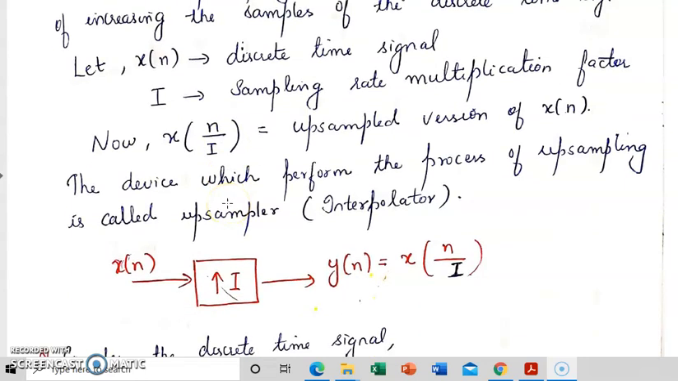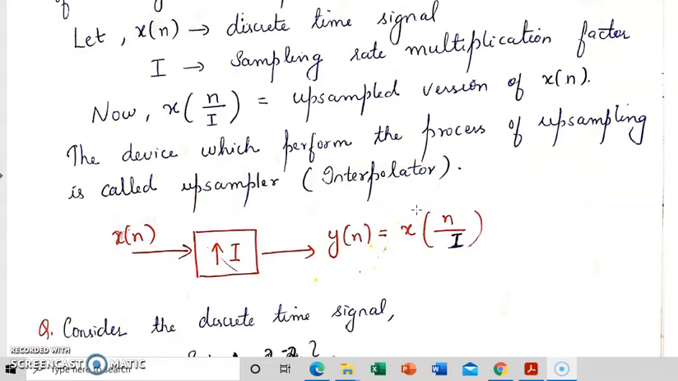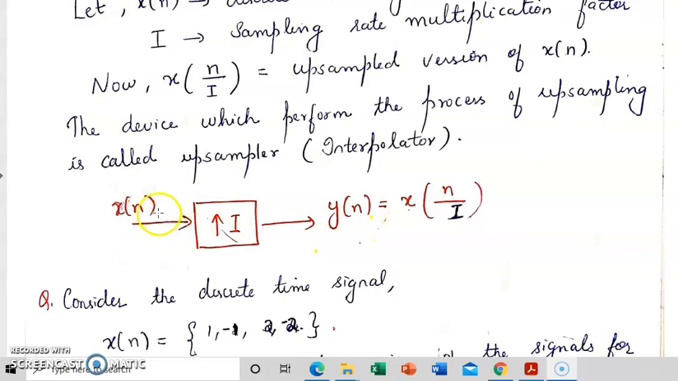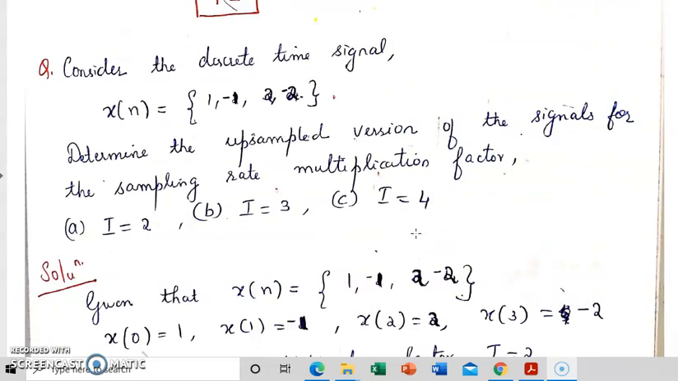The device which performs the process of upsampling is called an upsampler or interpolator. So this is the block diagram. x of n is the input to an interpolator, and at the output we get the upsampled signal y of n, which is equal to x of n by I. We'll look at an example.